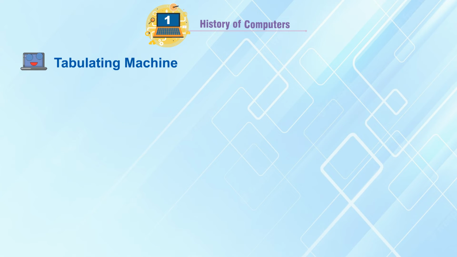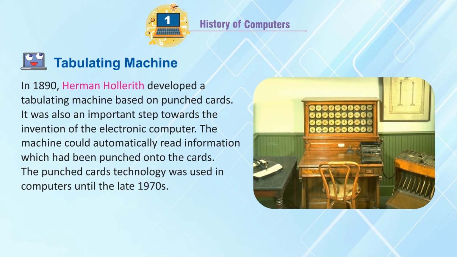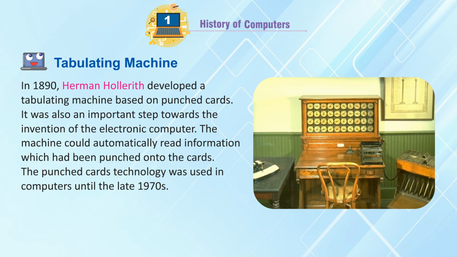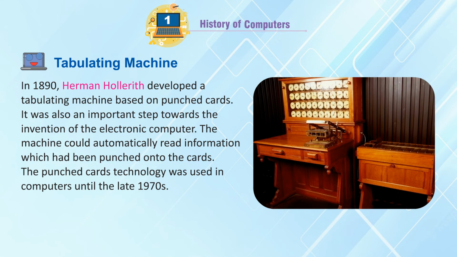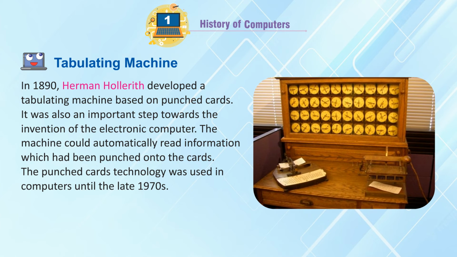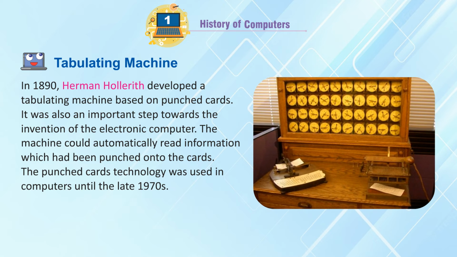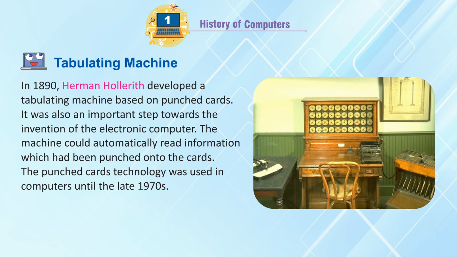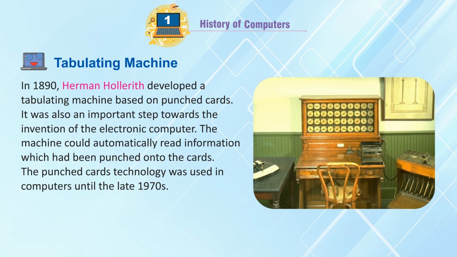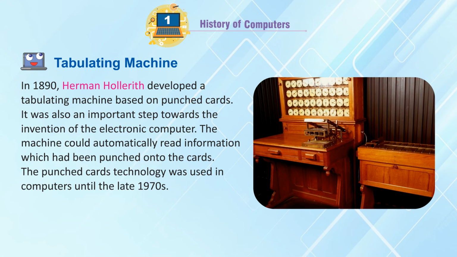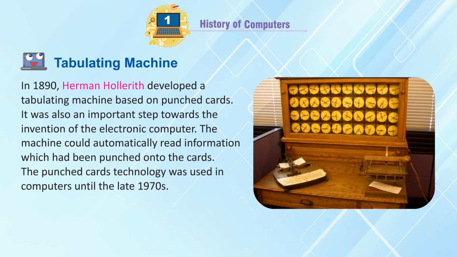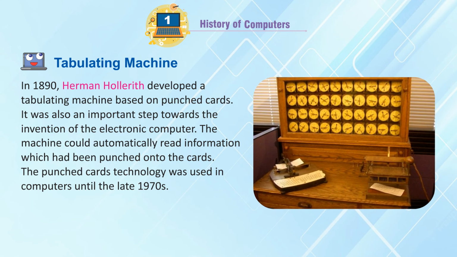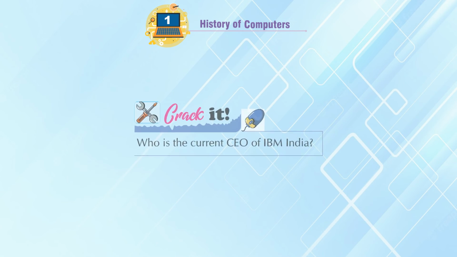Tabulating Machine. In 1890, Hermann Hollerith developed a tabulating machine based on punched cards. It was also an important step towards the invention of the electronic computer. The machine could automatically read information which has been punched onto the cards. The punched cards technology was used in computers until the late 1970s.